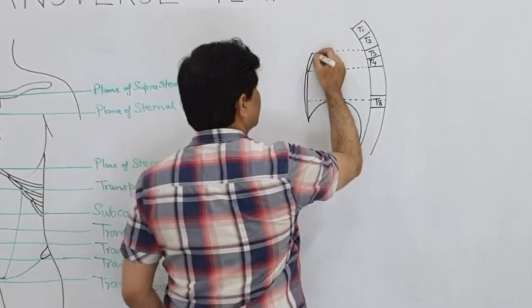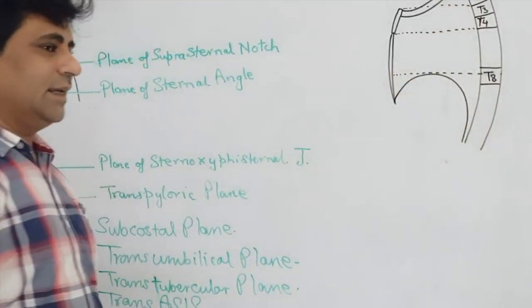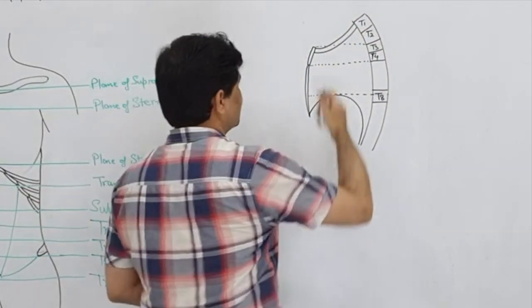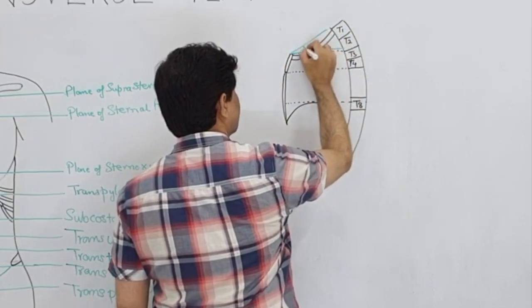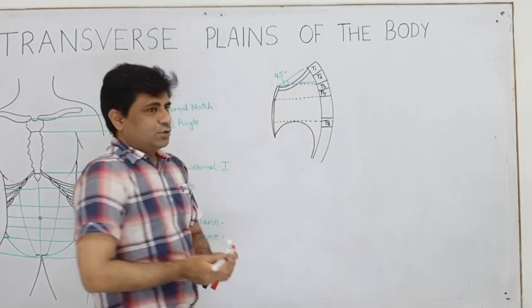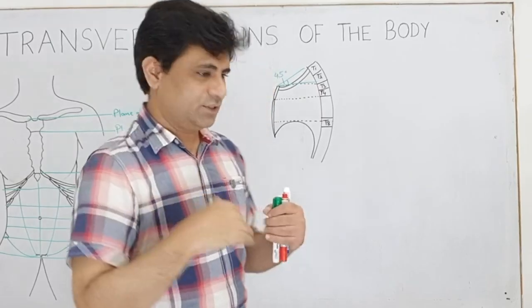This is the first rib reaching here like this. So that makes the thoracic inlet. This is the thoracic inlet. So what you see is that this is the angle of the thoracic inlet, and that is around 45 degrees. So the first rib has an angulation of about 45 degrees, right?